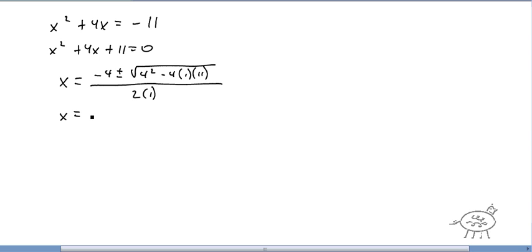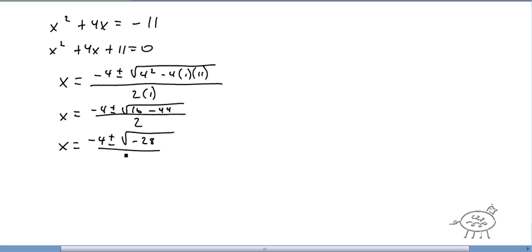Okay, so that's going to give us x equals negative 4 plus or minus the square root of 16 minus 44, all over 2. So x equals negative 4 plus or minus the square root of negative 28, all over 2. So x equals negative 4 plus or minus, and it's definitely 7 times 4. We can take a 4 out of there. And then, of course, we have an i. So it's plus or minus 2i root 7, over 2.